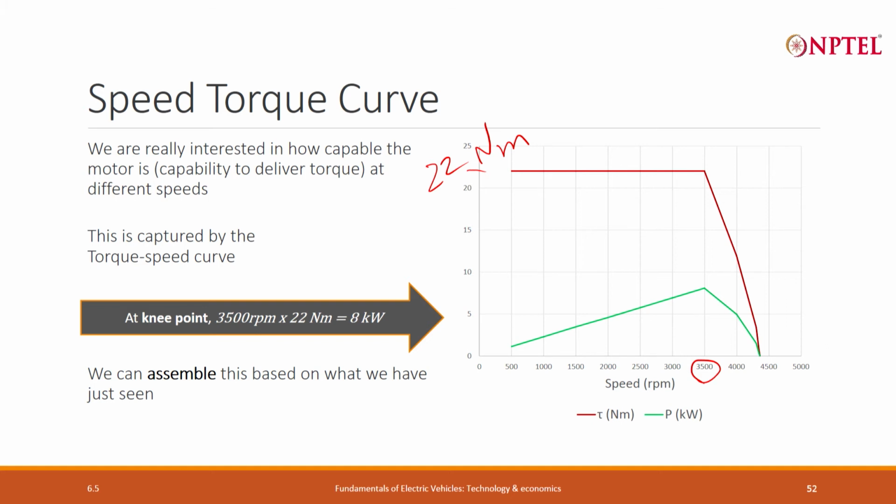So, if you look at this, the maximum power is delivered when the current is at a maximum 160 amperes and the voltage is at a maximum 34 volts, and at that point the torque is 22 Newton meter and the speed is 3500 rpm, and that point is when I get maximum power. That maximum power will be the product of 22 Newton meter and 3500 rpm, and if you do the arithmetic you will find that that is about 8 kilowatt.